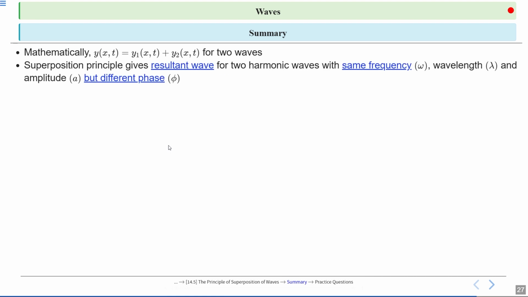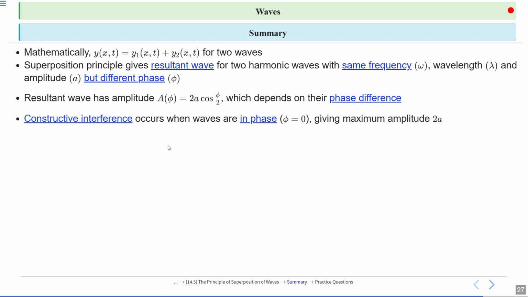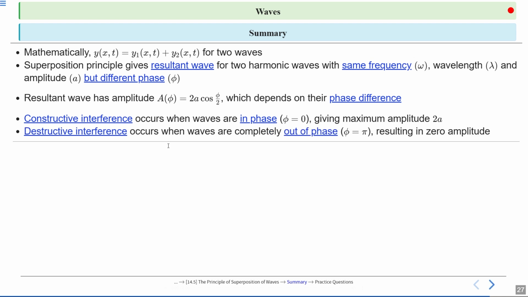The superposition principle gives the resultant wave for two harmonic waves with the same frequency omega, wavelength lambda and amplitude A, but different phase phi. The resultant wave has amplitude A of phi equal to 2A cos phi by 2, which depends on their phase difference. Constructive interference occurs when waves are in phase, phi equal to 0, giving maximum amplitude 2A. Destructive interference occurs when waves are completely out of phase, phi equal to pi, resulting in 0 amplitude.